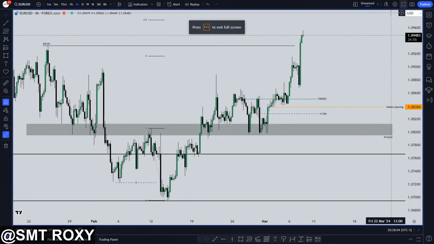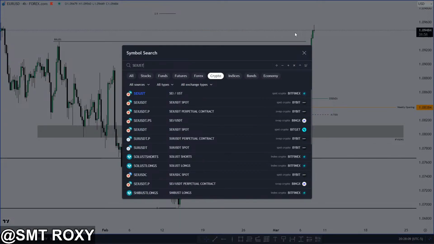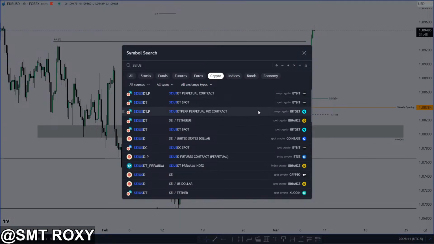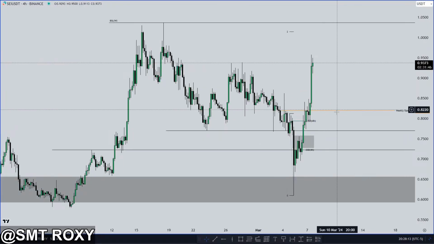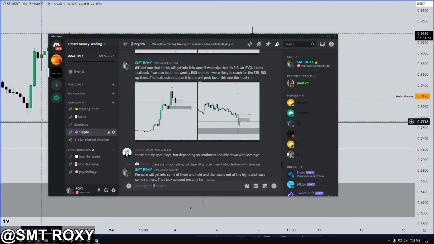SUI. Let's go look at that one. Is gonna do it. What am I doing? I can just do this. SUI USDT. No, right here, Binance. Boom. Already doing it, baby. Already doing it.